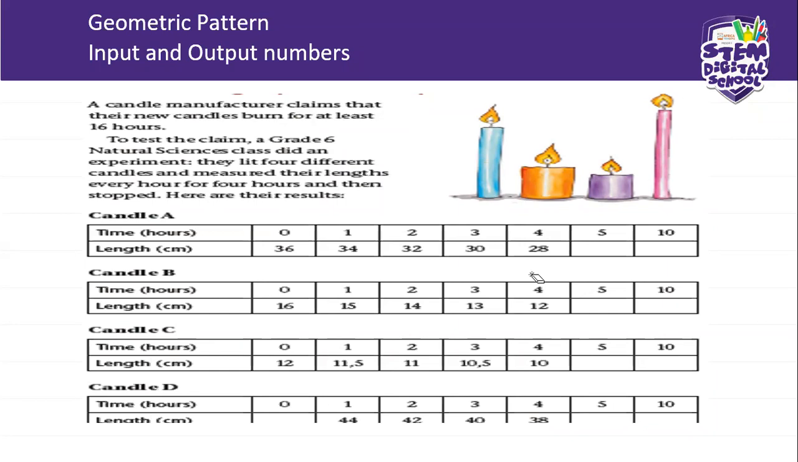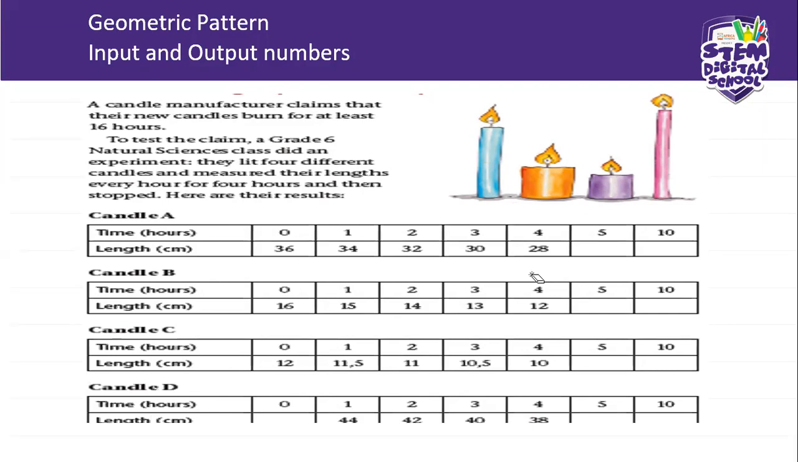Candle D is losing, after 1 hour, 44 centimeters, in 2 hours 42, in 3 hours 40, and in 4 hours 38. Each time it is losing 2 centimeters. So at 0, how long was it? Remember that there's no such thing as 0 hours, right?